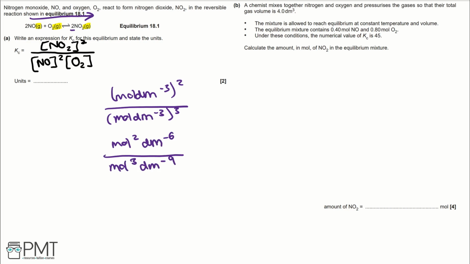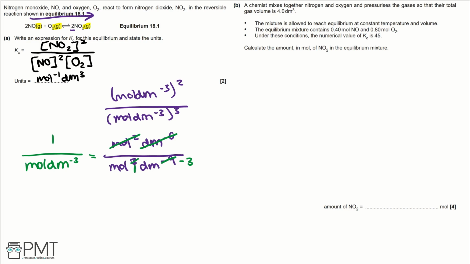If we were to cancel out this fraction, we can cancel out the moles on the numerator and 2 of the moles on the denominator, so we're left with moles to the minus 1, or moles to the 1 over 1. And then we cancel out the decimeters to the minus 6, and we cancel out the minus 9 and replace it with a minus 3. So that equals 1 over moles per decimeter cubed. Another way of writing this on the answer line would be moles to the minus 1 decimeters cubed.